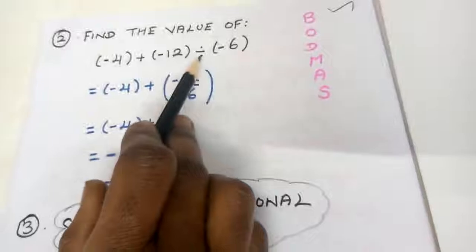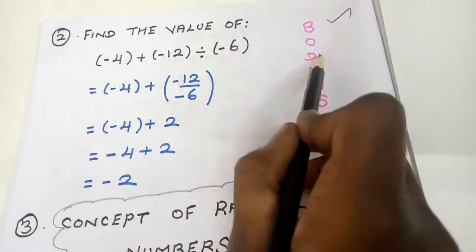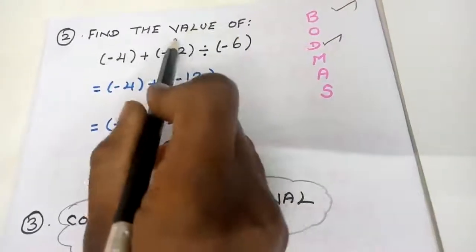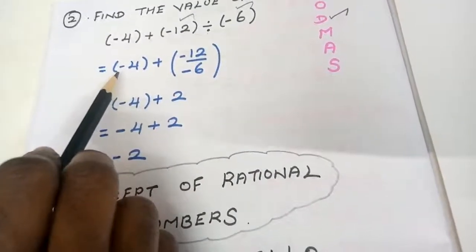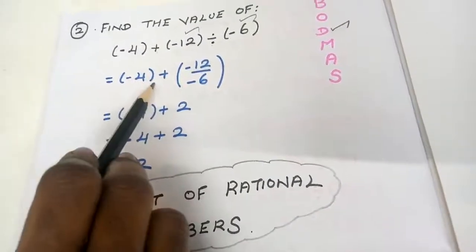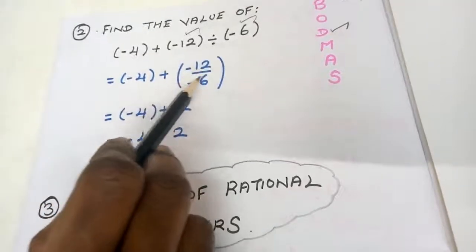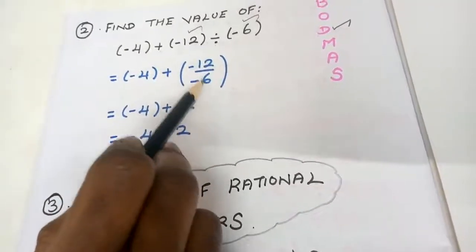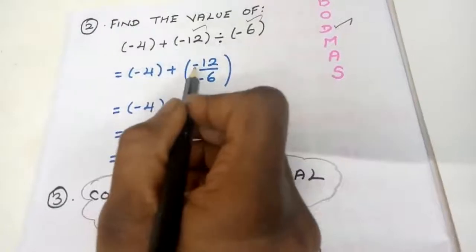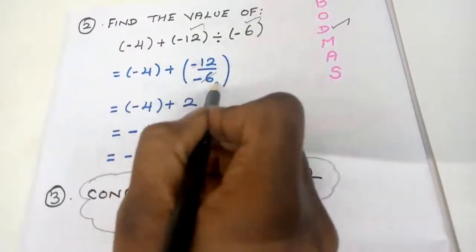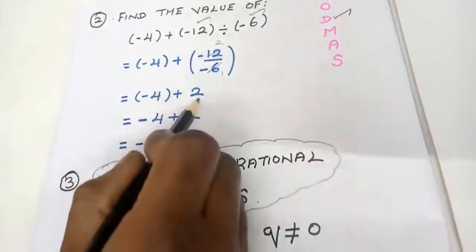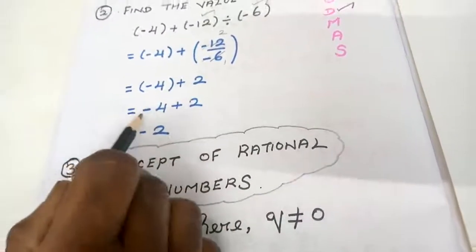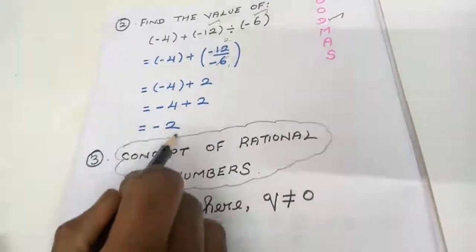First, if you see here, you are having division. We are going to divide this particular value, that is this value I am going to calculate. That is why I am writing like this, minus 4 plus minus 12 by minus 6. If I simplify this one, minus into minus, you will get it as plus. 6 ones are 6, 6 twos are 12. So you will be getting the value as plus 2. Minus 4 plus 2, you will get the value as minus 2.